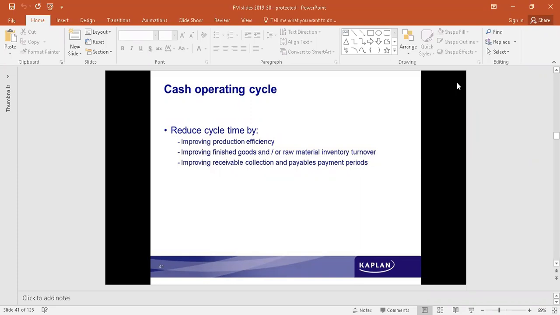But how can we reduce the cycle? Don't keep the inventory for a long period of time. As soon as the inventory is purchased, convert that into finished goods. Once it is converted into finished goods, put in efforts to sell these finished goods and reduce the credit period. As quickly as possible they have to collect the cash from the customers. And on a similar note, because credit is extended by the supplier, they should avail the credit facility as much as possible, as long as possible.